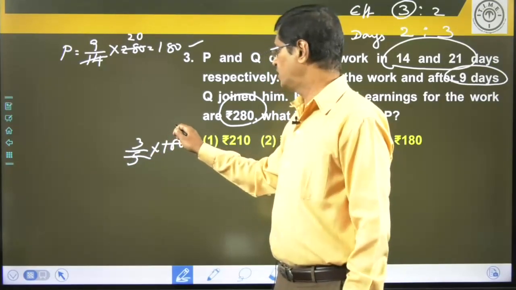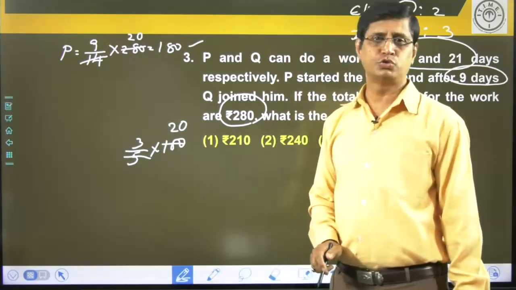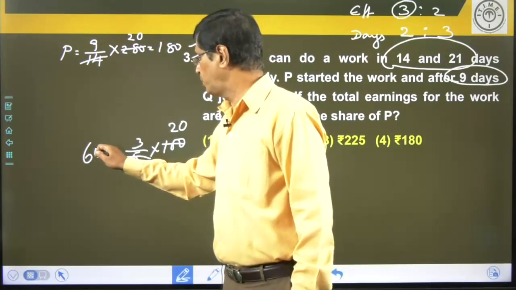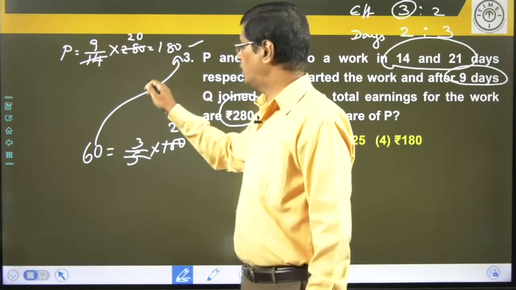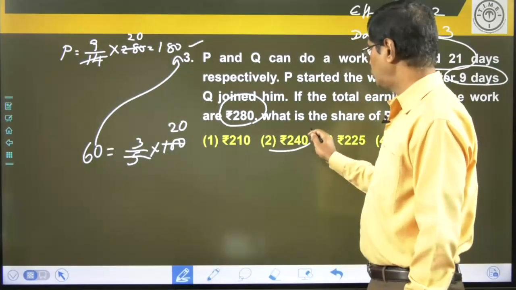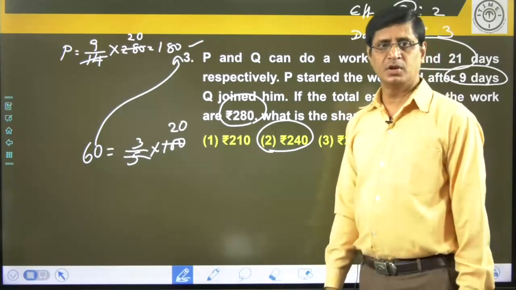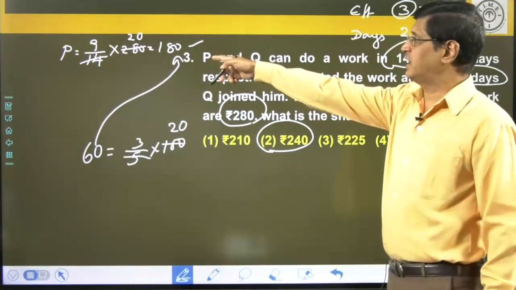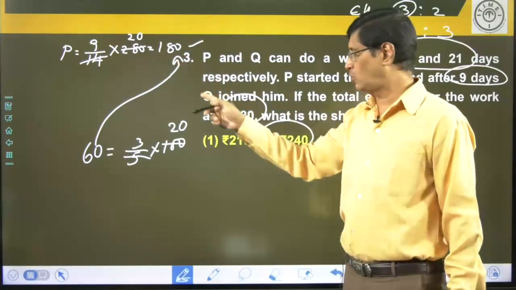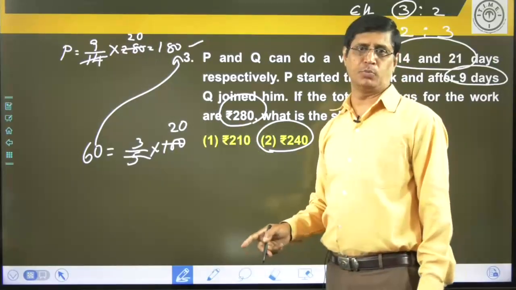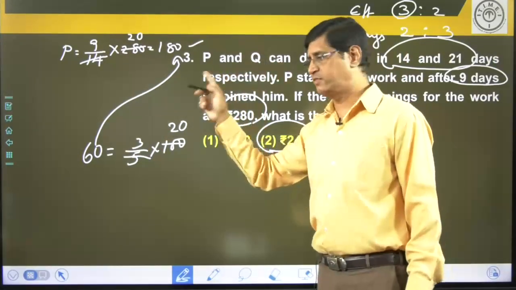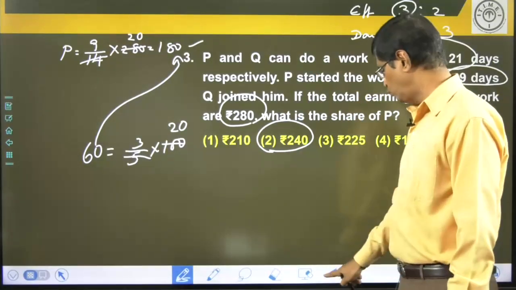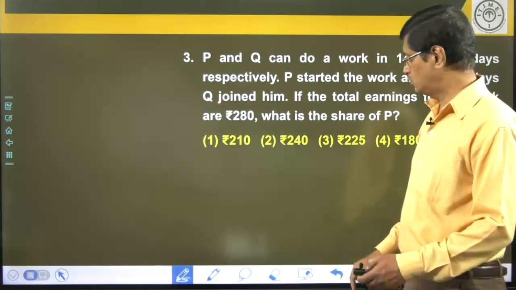What is the value it will give? 20 into 3, that is 60 rupees. Just add 60 rupees to this 180. 180 plus 60, that is 240 rupees. What is the share of P? For the first 9 days, he is drawing 180 rupees out of 280, the remaining is 100 rupees. In that remaining 100 rupees, based on the efficiency, P will get 60 rupees. 60 plus 180, that is 240. Right choice, option number 2.